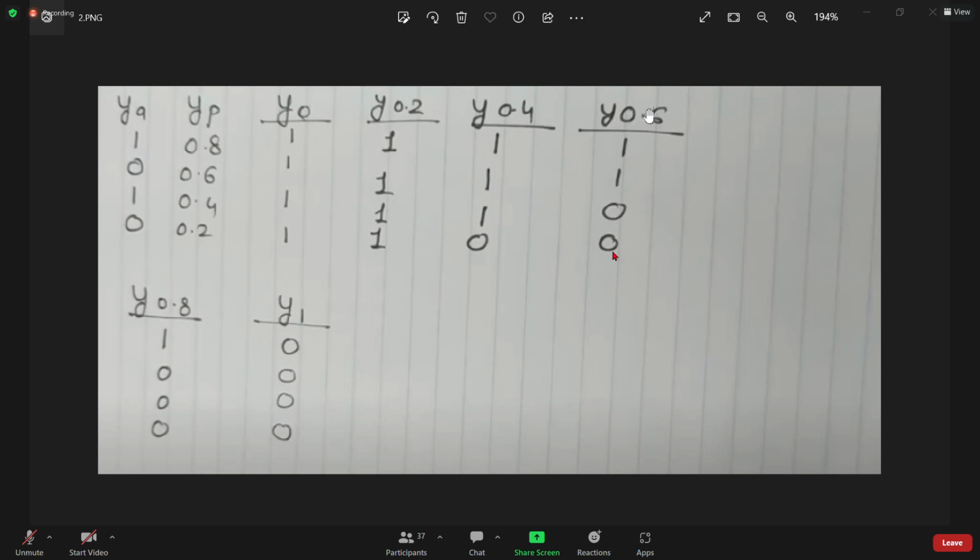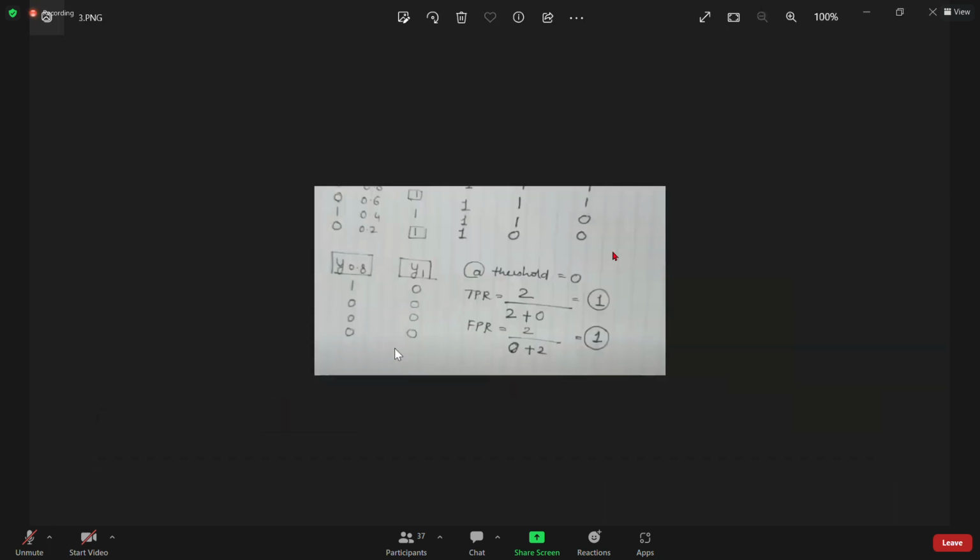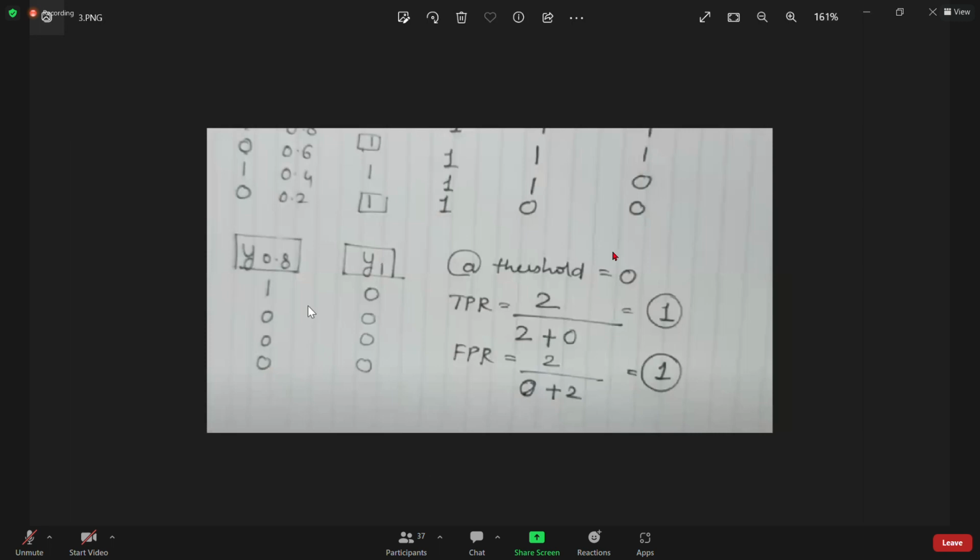0.8 is greater than 0.6 and 1. So 0.8 equals 1, and the rest of them are 0. But at 1, the probability predictions are lower, so that's 0. Are you guys clear on this table? Okay, now the next step.